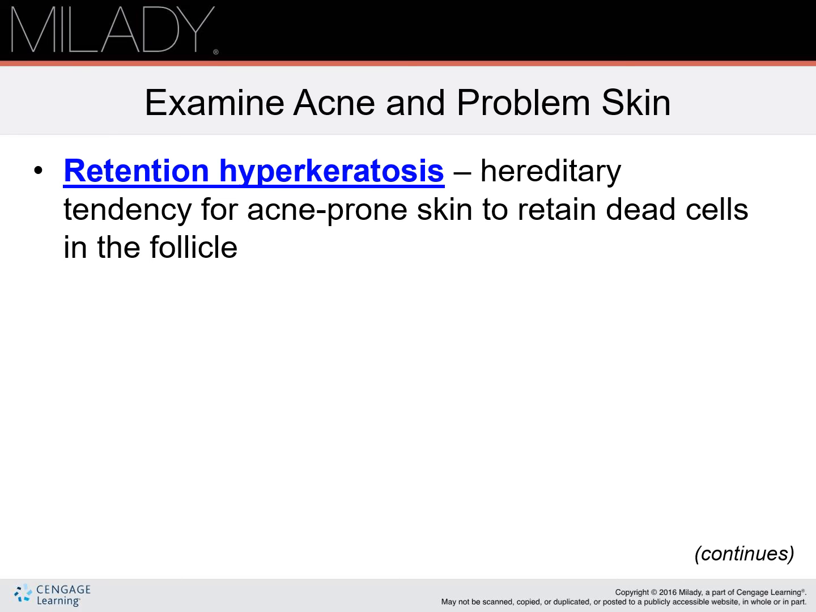Let's talk about retention hyperkeratosis. Okay, this is the hereditary tendency for acne-prone skin to retain dead cells in the follicle, forming an obstruction that clogs the follicles and causes inflammatory acne lesions such as papules and pustules. So basically what happens is your skin becomes clogged in that follicle, causing those pustules.